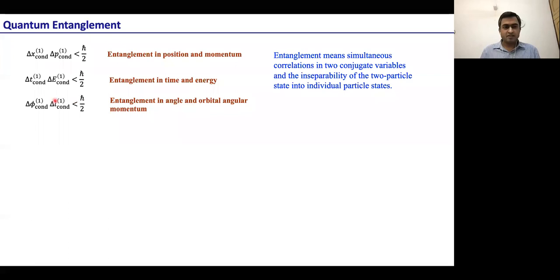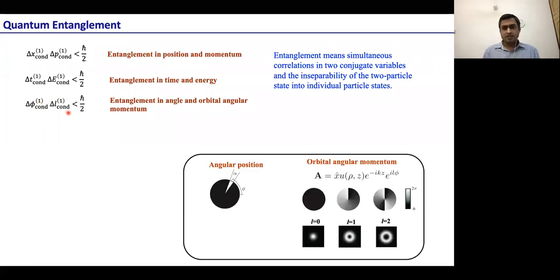If the conditional uncertainty in these variables satisfies this relation, then we say it's entangled in angle and orbital angular momentum. This may not be familiar to some of you, but when we say angle, we mean the angular position like this. And when we say orbital angular momentum, we mean a mode that has this kind of azimuthal phase dependence, e to the i L phi, where L is an integer going from minus infinity to infinity, and phi is the angular position. They also make conjugate variable pairs, just like position, momentum, and time, energy. I won't go much into this, but that is also a basis that exists.